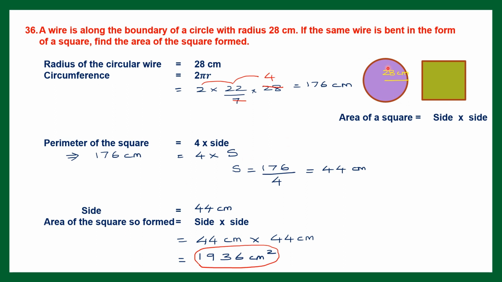So can you see how we found the area of a square with the help of the radius of a circle? So you should be very careful. First you need to see, now I need to find the area. So what is the formula? Now how do I get these values? So you have to get it indirectly. First circumference, then perimeter of the square, and then the side, and then you find the area.